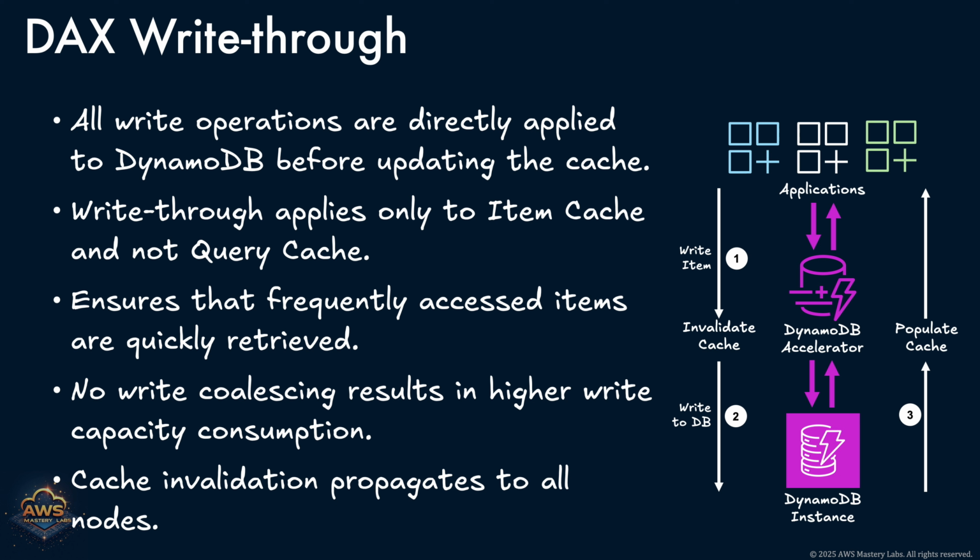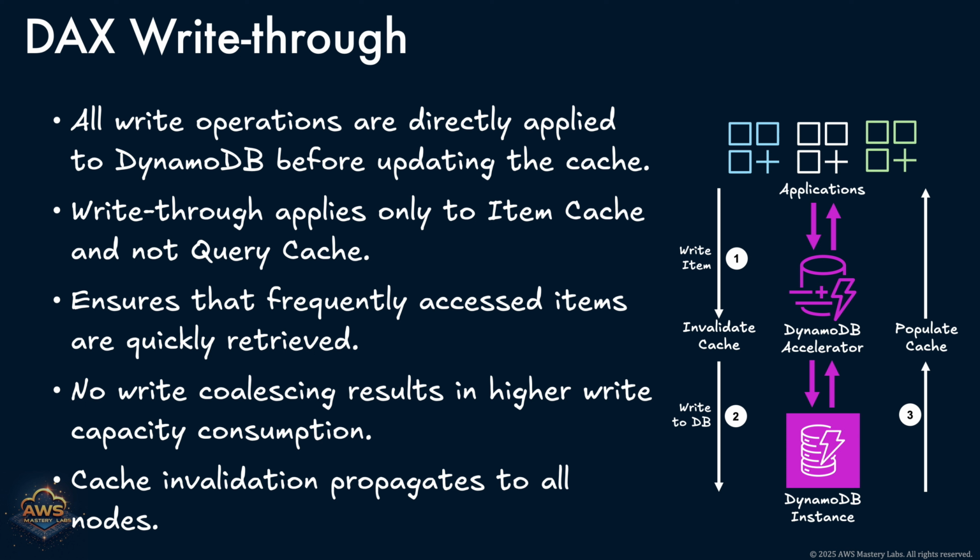Let's walk through the DAX write-through behavior, as illustrated here. When an application performs a write operation, whether it's a put item, update item, or delete item, the request is first sent to DAX, but instead of DAX acting independently, it immediately forwards the write to the underlying DynamoDB table. This ensures that the source of truth is always consistent and up to date in DynamoDB before any changes are reflected in the cache.